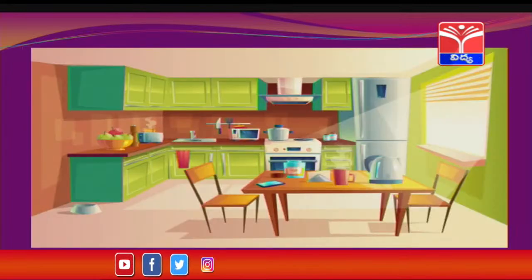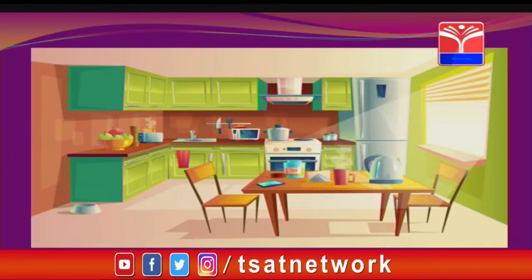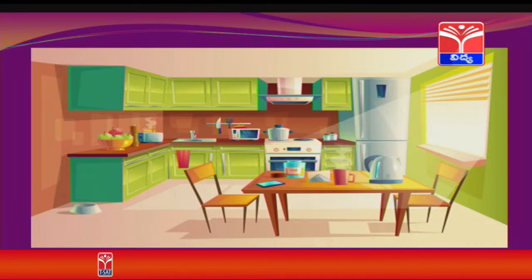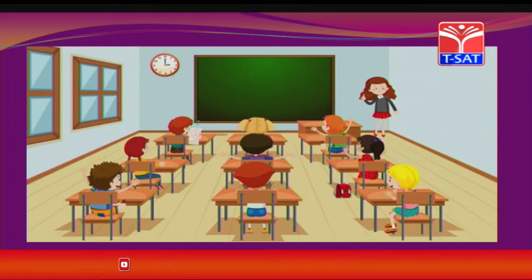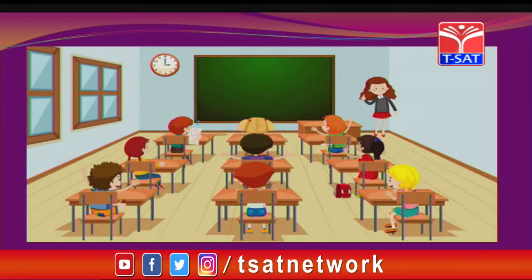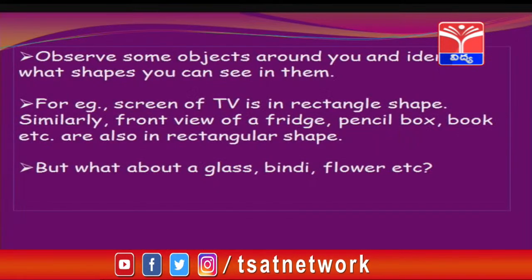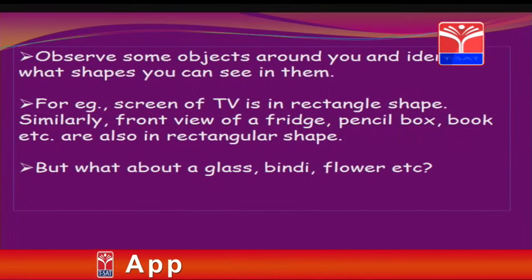So this is, once again you can observe, what will it be? It is a kitchen. There are different shapes there. You know, this is a classroom. Blackboard, clock, chairs and classroom walls, windows, you can see different shapes. So observe some objects around you and identify what shapes you can see in them.